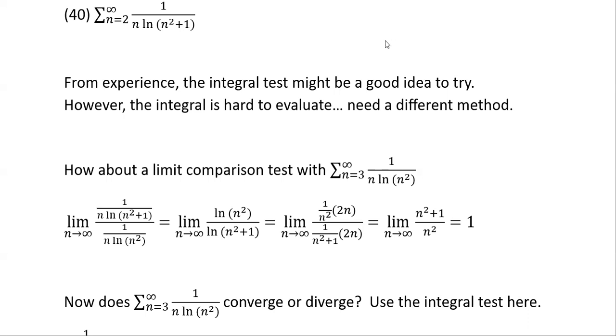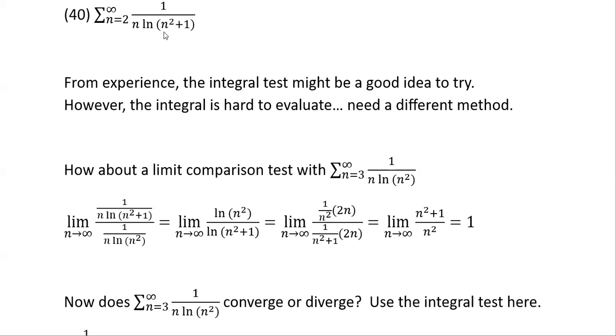where n times ln of n squared plus 1. Okay, so if you've followed along the series sequentially, you might have done ones that look very similar to this. So from experience, you might think the integral test might be a good idea to try. But let's think about it. Is this integral easy to evaluate? It's probably not. So let's try a different method. And if we really need to, we can go back to the integral test, okay?